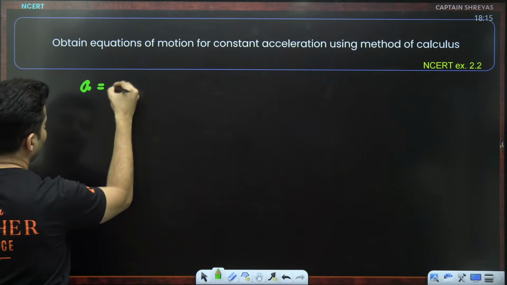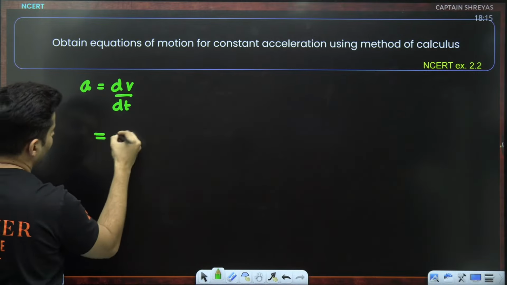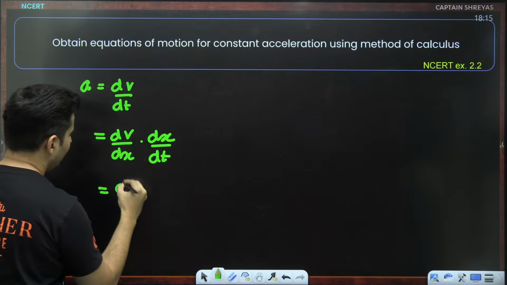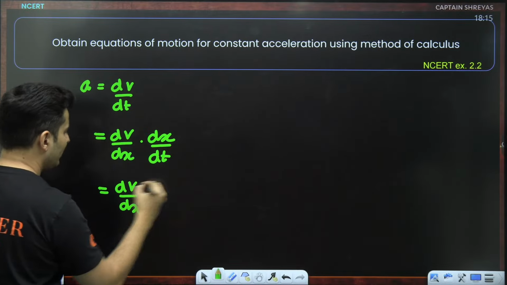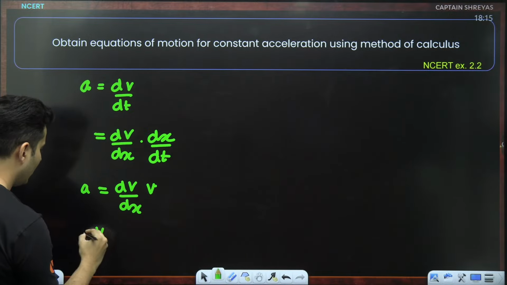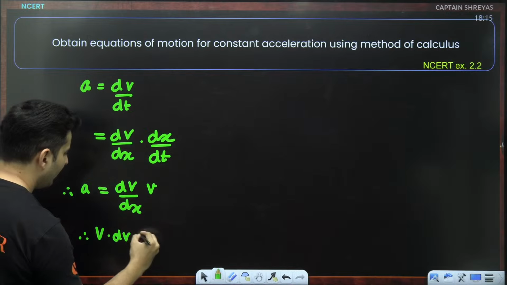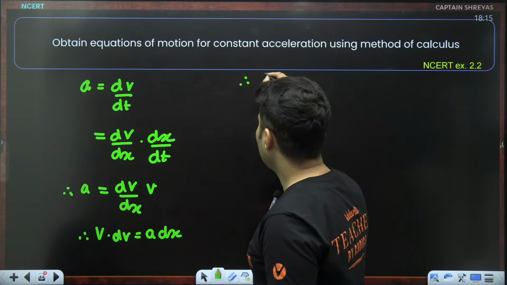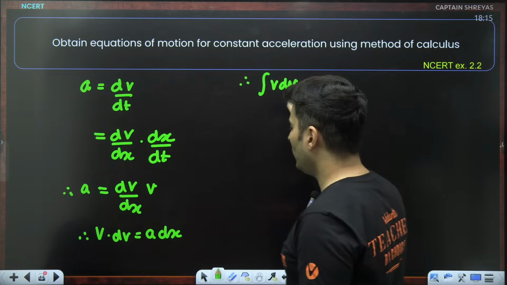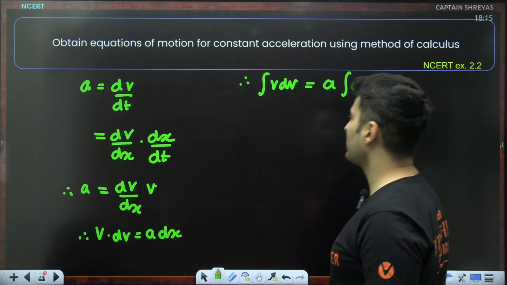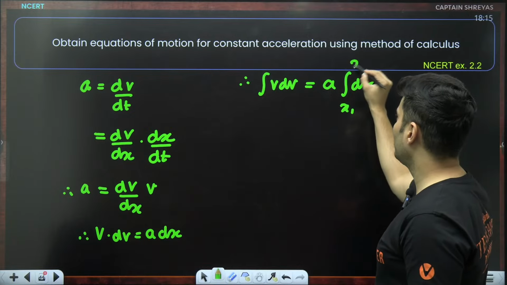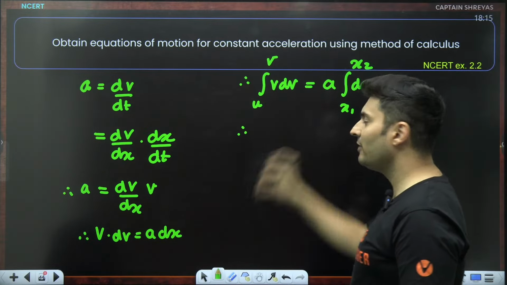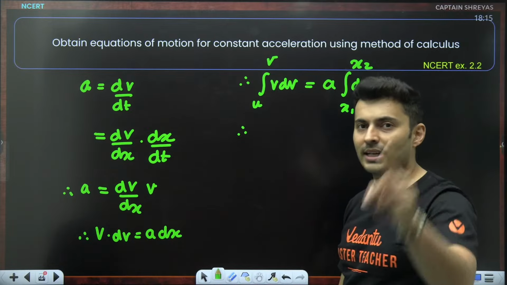So here is what I will do. a is dv by dt. I will use the chain rule and write it as dv by dx into dx by dt, which is dv by dx times v, since dx by dt is velocity. Perfect. Move this around, so v times dv will become a times dx. Now let's integrate it. Integration of v dv is equal to a, a constant, brought outside, integration of dx. Limits are very important. So this is x1 to x2, initial to final. Initially velocity was u, finally it was v. Therefore, integration of v is v square by 2 using the x raised to n formula.